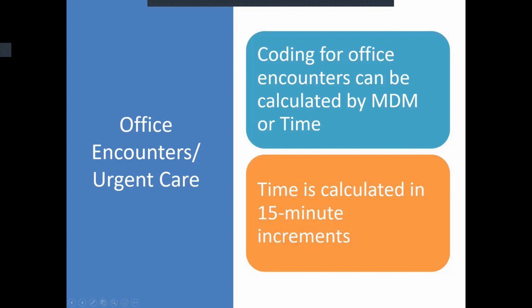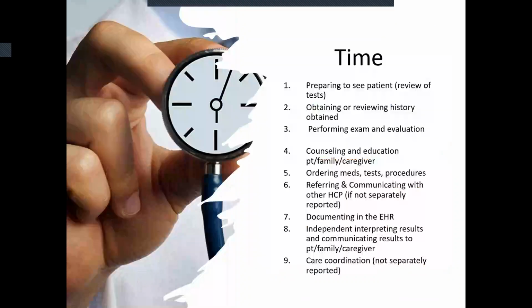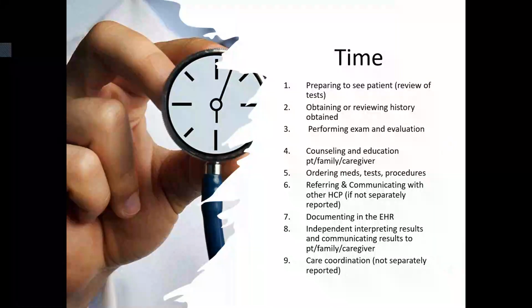They could still be done by using the medical decision-making model, but it also could be done by time, and the time is calculated in 15-minute increments. And what's included in the time is anything that is done on the day of service, whether it is reviewing the charts, obtaining the history, performing the exam, speaking with the family members, ordering tests, conferring with other providers, documenting, basically writing up your notes, and doing any care coordination. What this allows for is to account for patients who require additional time for low-risk medical issues, especially with social service issues.